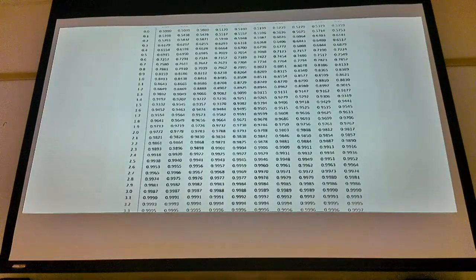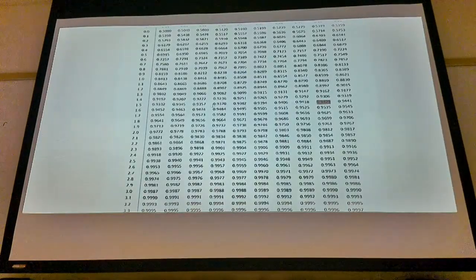Is it 1.5, 0.08? 0.9429, right? 1.5 Z and 0.08. Oh, you can also just highlight it. It's right there, right?